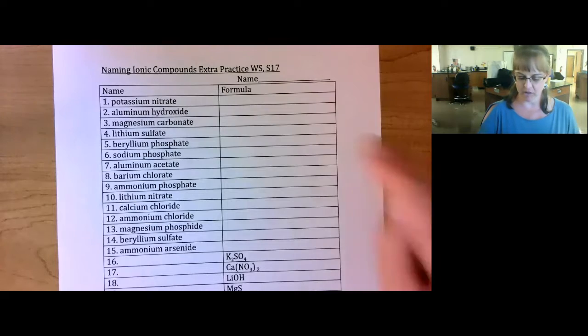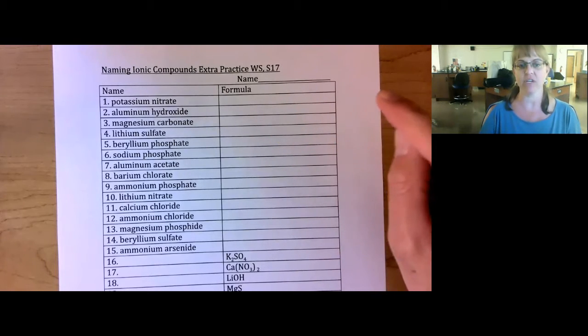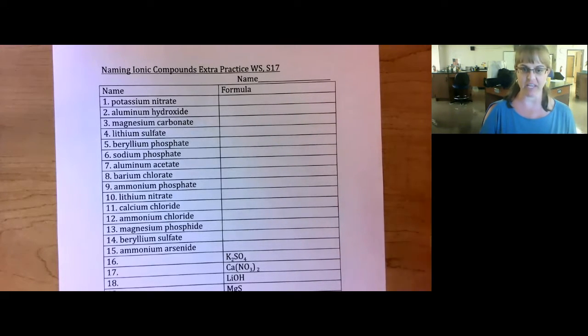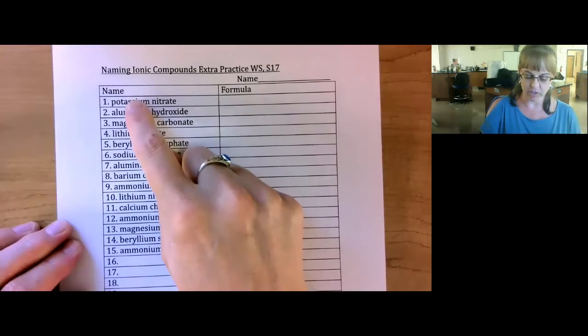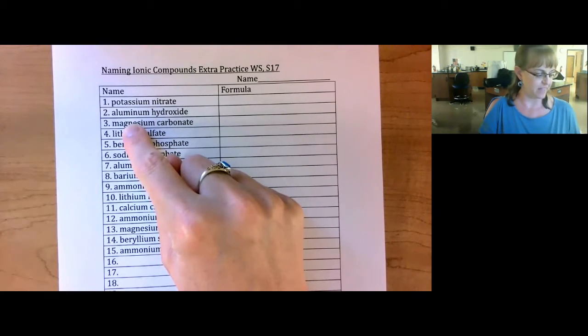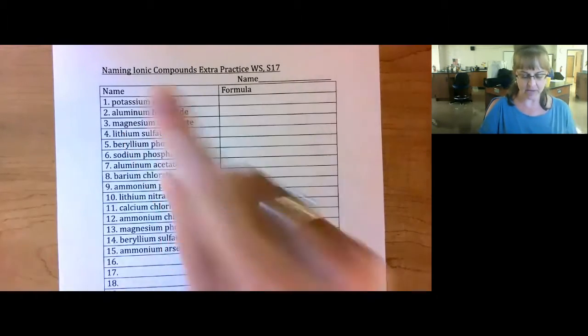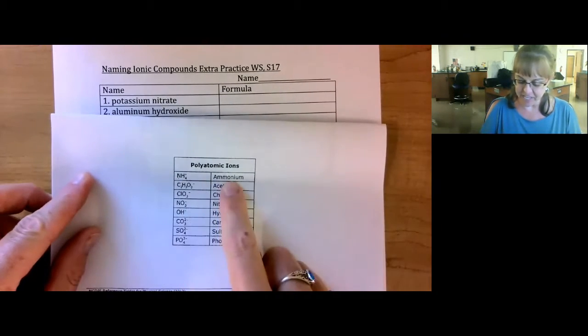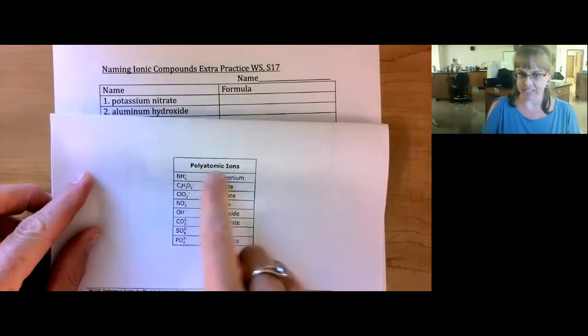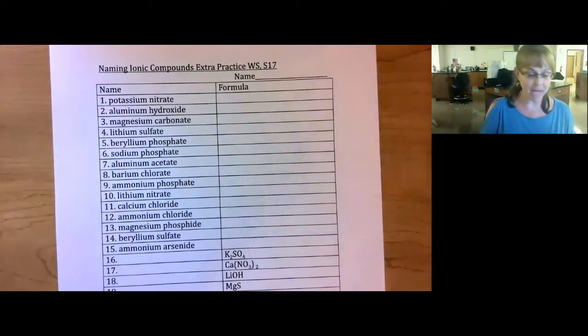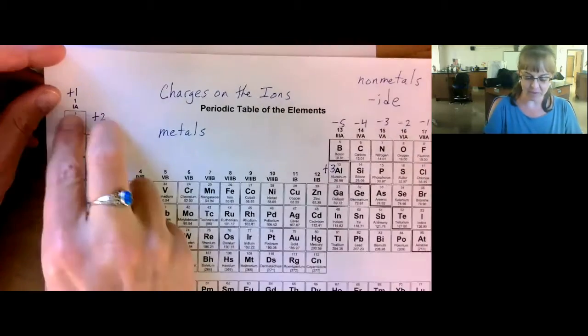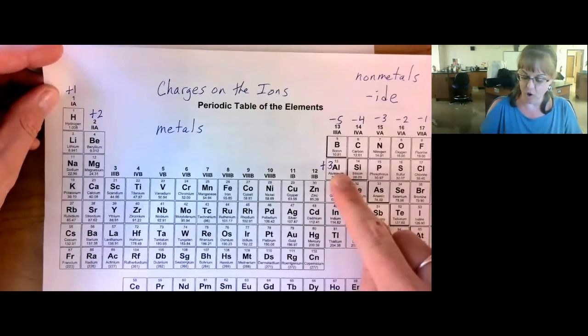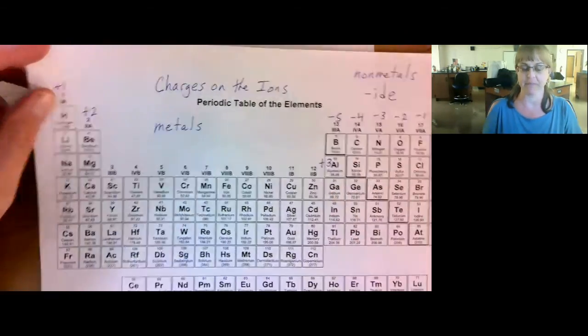When you figure out the formula of a compound, you need to watch carefully at the first word and the second word. When you look at the first word, it is a positive ion. If it is ammonium, it's a polyatomic ion. If it's anything but ammonium, it is found on the periodic table, +1, +2, or aluminum has a +3.